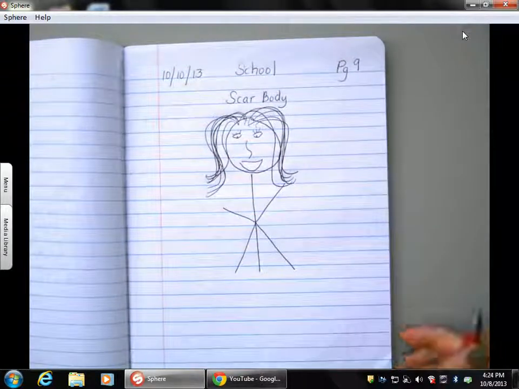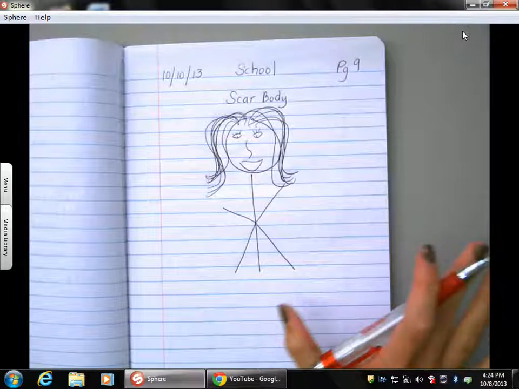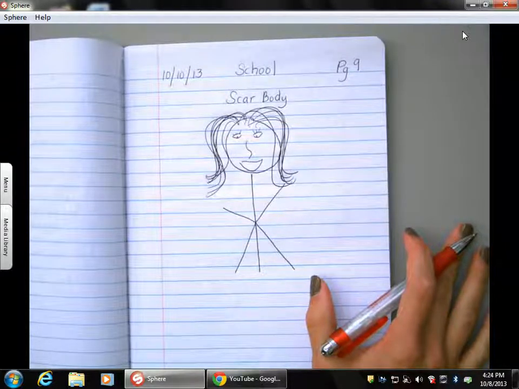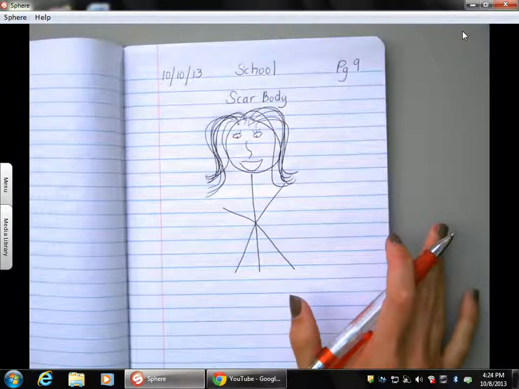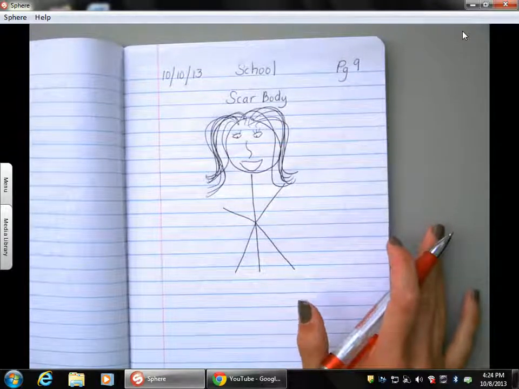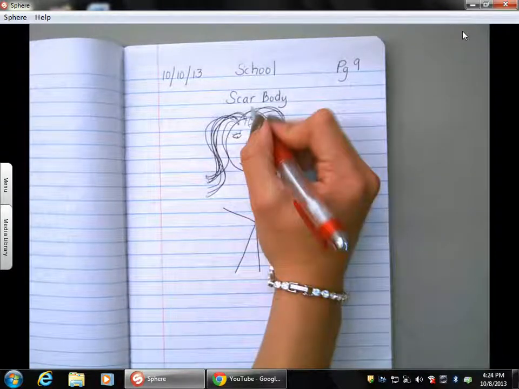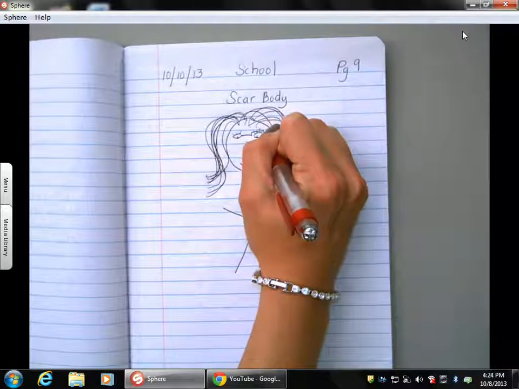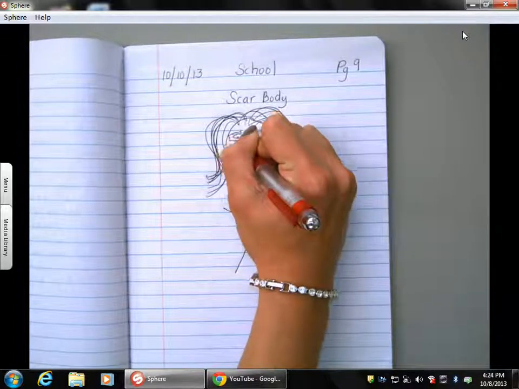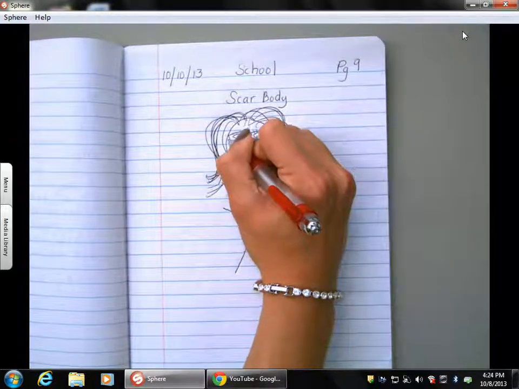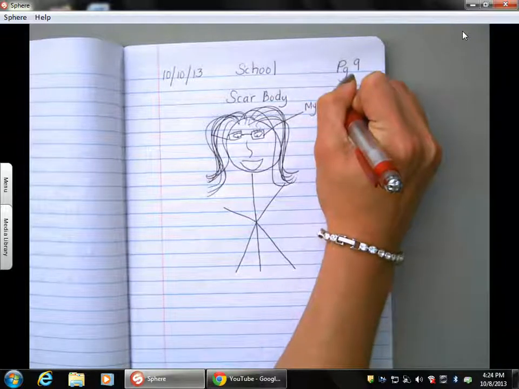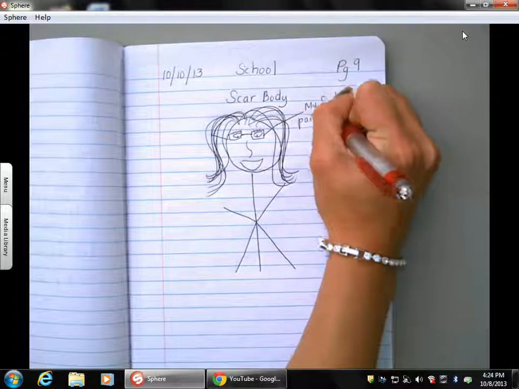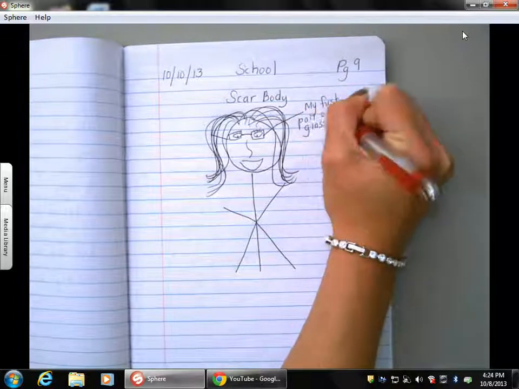Okay, so now what a scar body does is it thinks about all the past experiences that you have had that maybe have left a scar on your body. Not necessarily a physical scar, but maybe something that you really do remember, like when you got your first pair of glasses. So, my first pair of glasses I got when I was a freshman in high school. So, I was about 14 when I went into high school. So, my first pair of glasses. And I remember I was 14 years old.